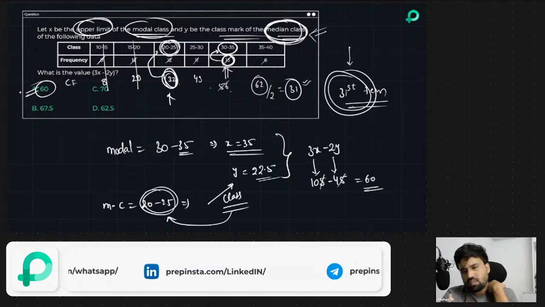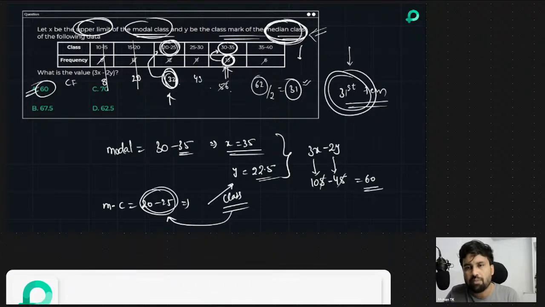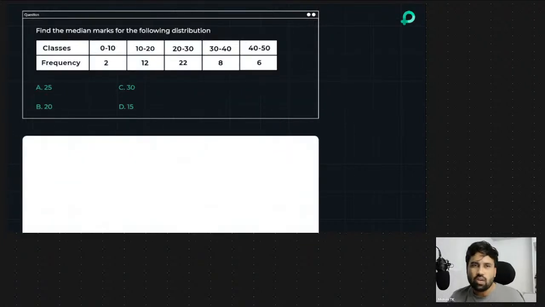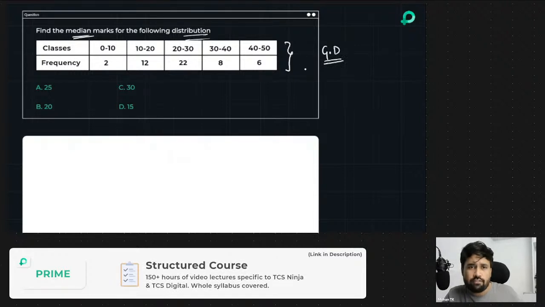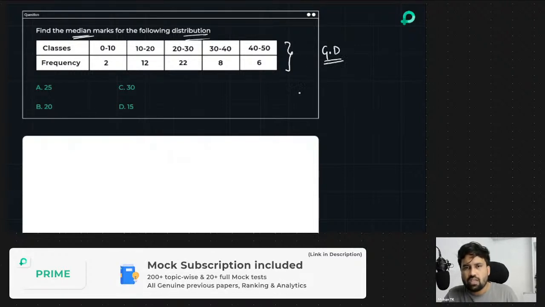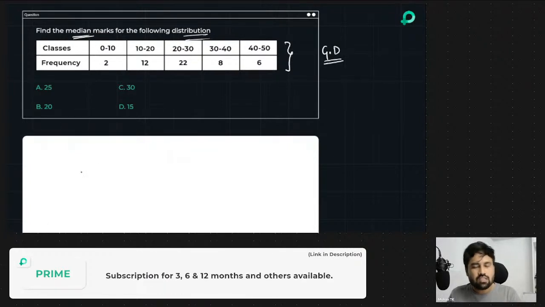See guys, if you know the terms, you can do it very easily. If you don't know the terms, you can't even start the problem. Just look into the next problem: find the median mark of the following distribution. Again, if you don't know the median formula for grouped data, which is the tabular data in statistics, you can't even start the problem. That's why the formulas in statistics are very important.